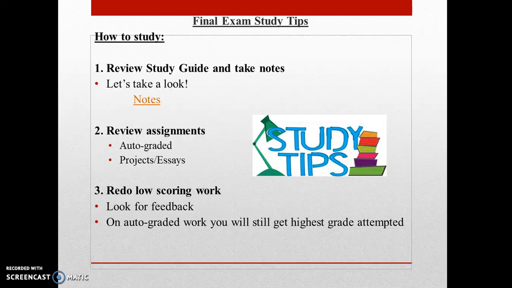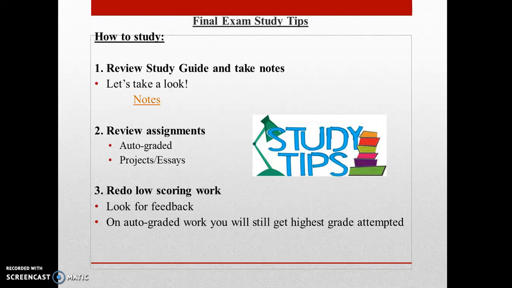And then redo any low-scoring work that you should redo. So let's say you got a 50% or lower, a 60% or lower on an assignment. That means that you probably have not mastered that topic, and you will need to go back and redo it so that you can learn more about it and so that you can address any questions on the final exam about that topic. So keep that in mind. If you scored low, it means that you haven't mastered a subject or a topic, and that you're probably going to miss that on the final exam.